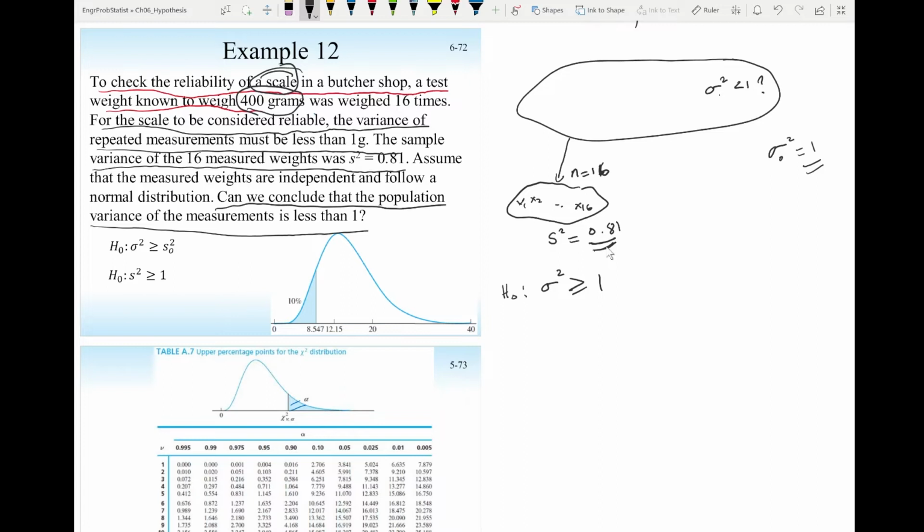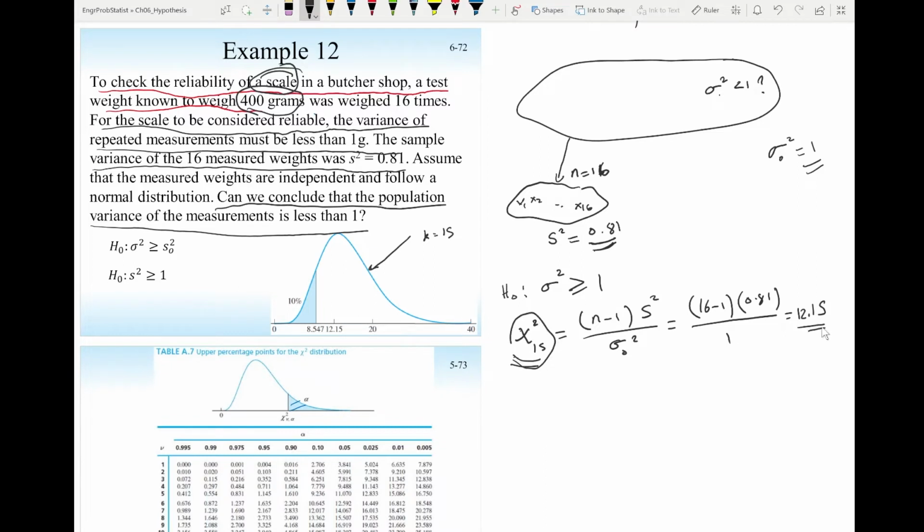Did it come by chance, or because the scale is really calibrated and reliable? So that's what we need to do. The first step, we have to calculate the statistic value, which has degrees of freedom 16 minus 1, which is 15, equal to n minus 1. If we do this, that would be 12.15.